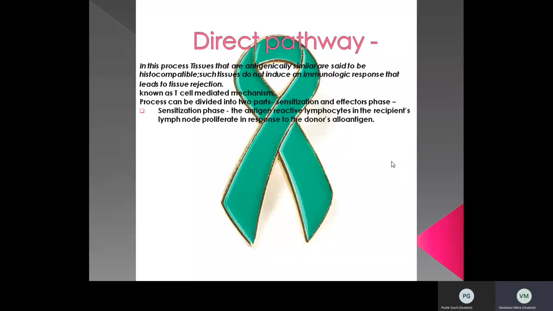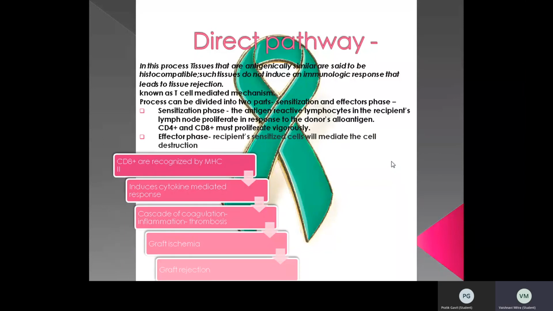This process can be divided into two parts: sensitization phase and effector phase. First, the sensitization phase. The antigen reactive lymphocytes in the recipient's lymph nodes proliferate in response to the donor's alloantigens. In this step, the CD4 plus and CD8 plus cells must proliferate vigorously in response to the foreign antigen. The CD8 plus cells will recognize MHC1 molecules, which are present on the surface of all the cells. Then this will induce a cytokine mediated response by TC cells in order to kill the graft, which is identified as foreign antigens, which in turn creates a cascade of reactions such as coagulation, inflammation, and thrombosis.